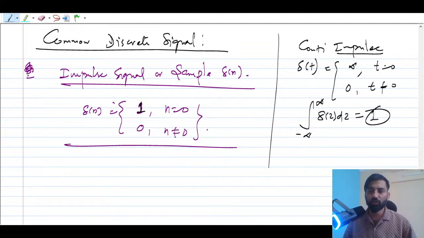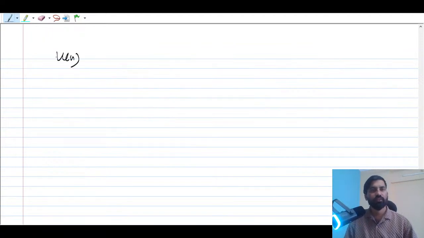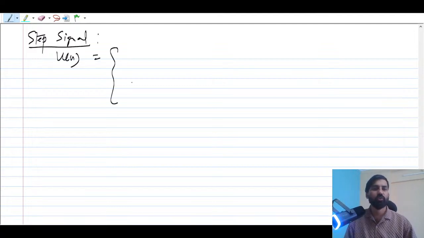Now if I talk about u of n, that is nothing but the step sequence, step signal. I'm talking about discrete step, guys. How is it defined?